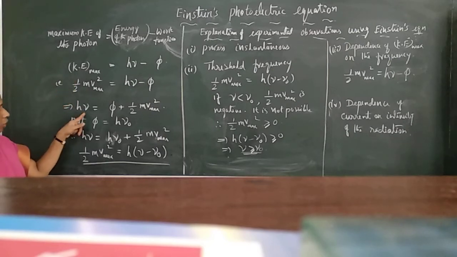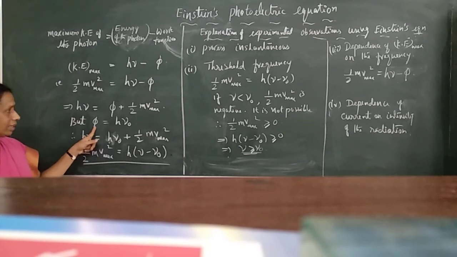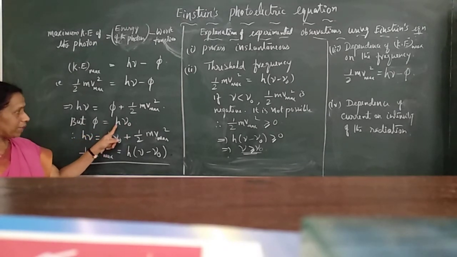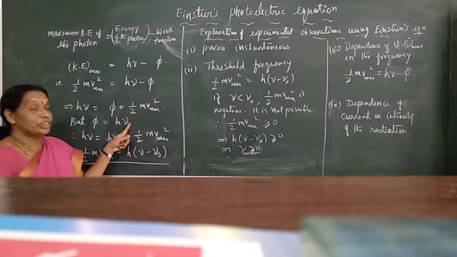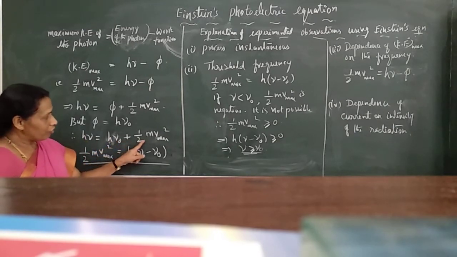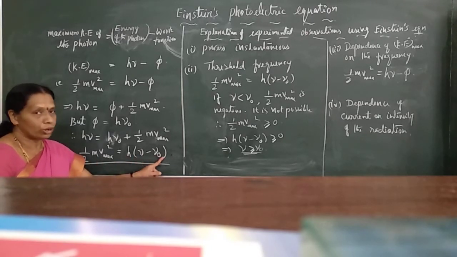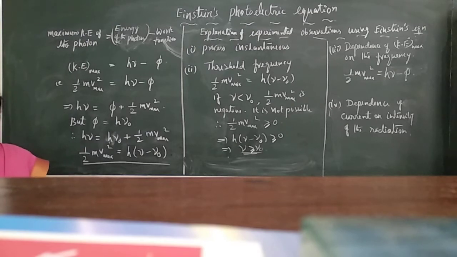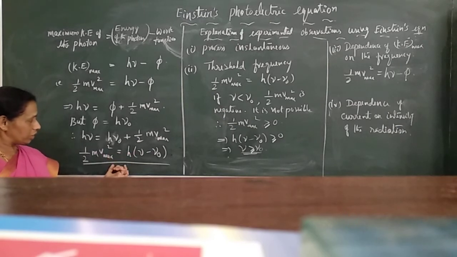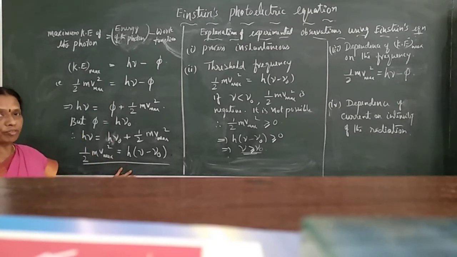From this we get h nu as phi plus half m v maximum squared. But the work function of the metal is given by h nu naught, where h is Planck's constant and nu naught is the threshold frequency of the radiation. So h nu is h nu naught plus half m v maximum squared, or the maximum kinetic energy is given by h into nu minus nu naught, and this equation is called Einstein's photoelectric equation. He derived this equation by applying Planck's quantum theory, and using this equation, Einstein's theory explains the experimentally observed facts.